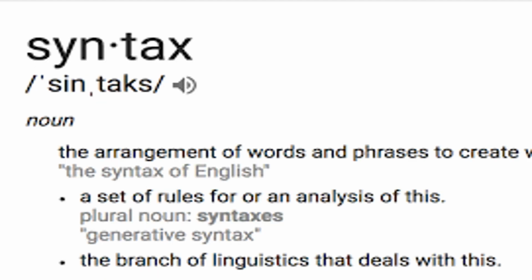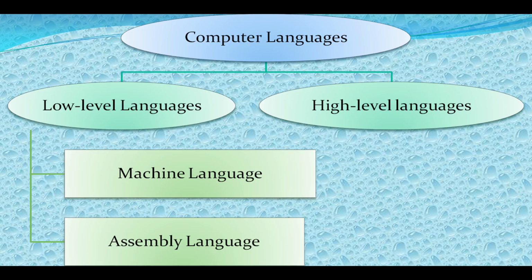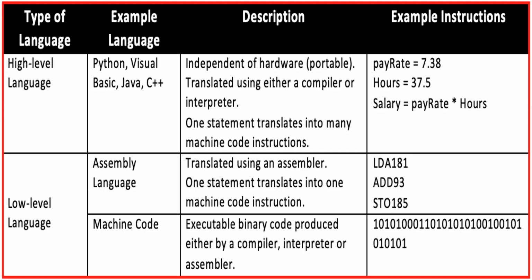Computer languages can be classified into two broad categories. They are low-level languages and high-level languages. Now let's discuss low-level languages. Low-level languages are of two types. They are machine language and assembly language. Low-level languages are machine dependent. Code written for one machine might not work for the other.